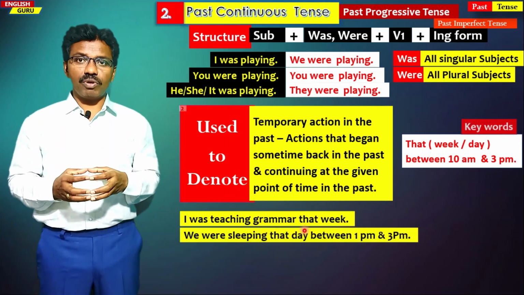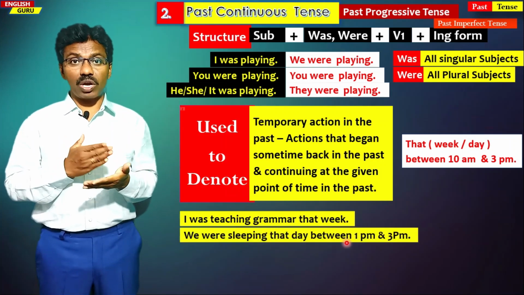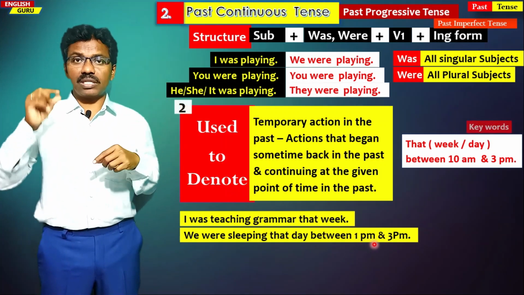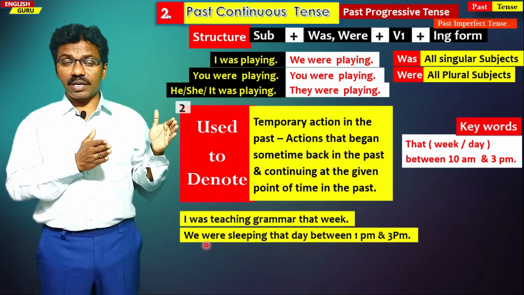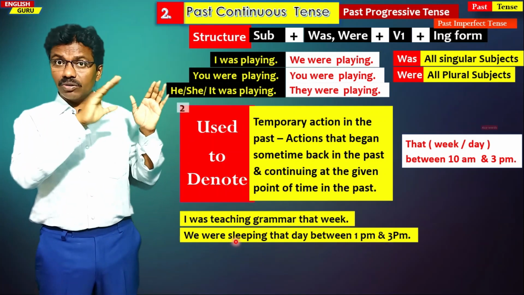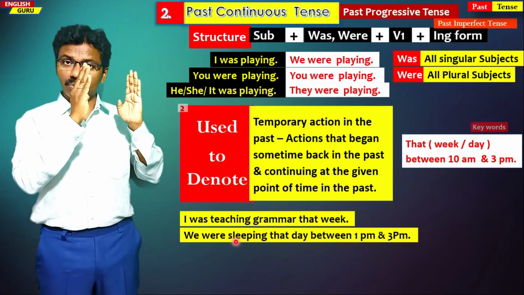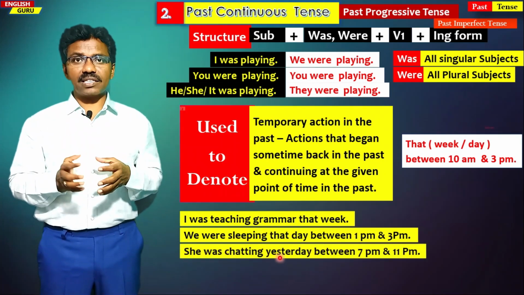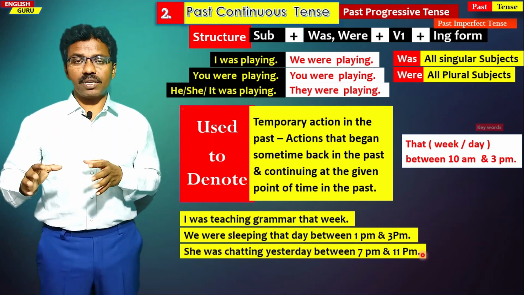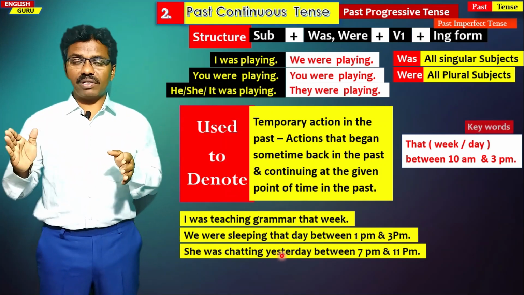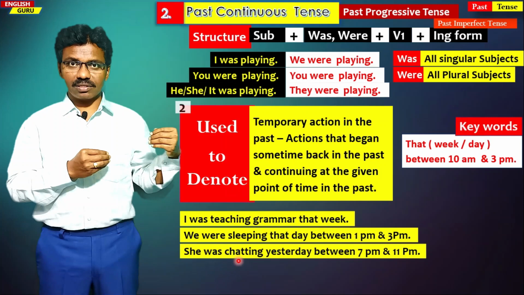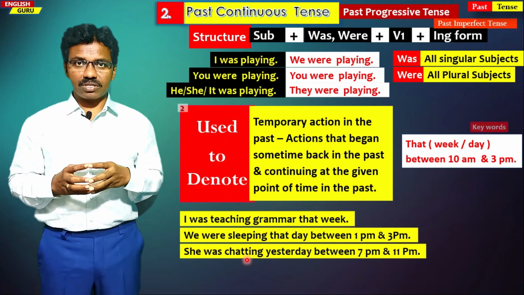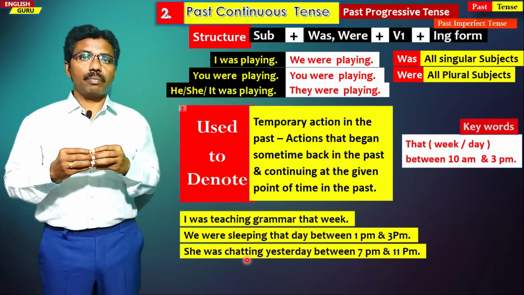And the next sentence, we were sleeping that day between 1 p.m. and 3 p.m. So from 1 p.m. till 3 p.m. we were sleeping on Sunday, not now. So at that particular time that activity continued up to a certain extent and it ended there itself. In a similar manner, she was chatting yesterday between 7 p.m. and 11 p.m. So from 7 to 11 she was chatting yesterday. The activity started at 7 and ended at 11. It continued those many hours. In such situations we use past continuous tense.